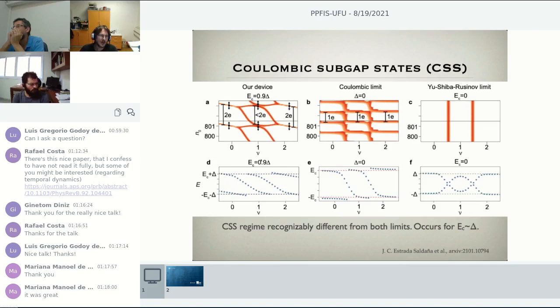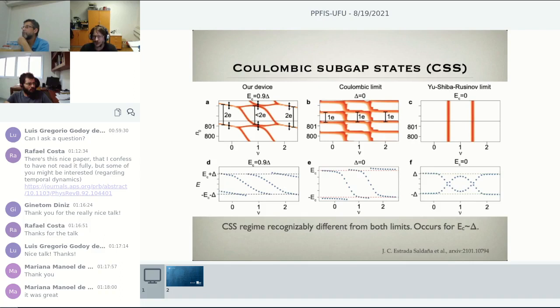But then the question is how different this would be, for instance, in the absence of superconductivity or in the absence of the charging energy. And you can clearly see that we would obtain very different phase diagrams and excitation spectra. And so the point is that this regime of what we now call Coulombic subgap states is recognizably different from both limits of just pure Coulomb interaction and the limit of pure superconductivity without any charging, when one only has Yu-Shiba-Rusinov physics, where only the exchange interaction is important.